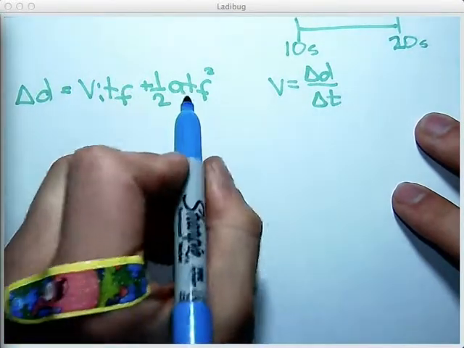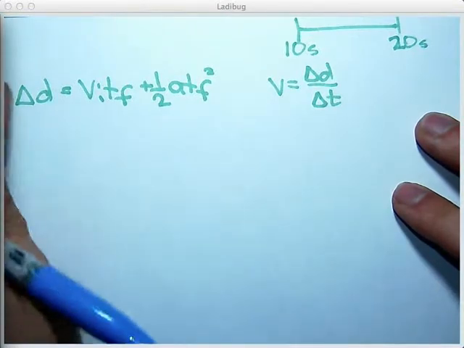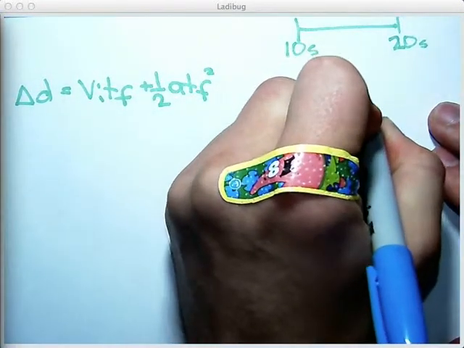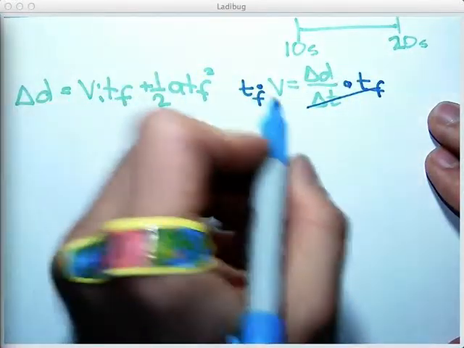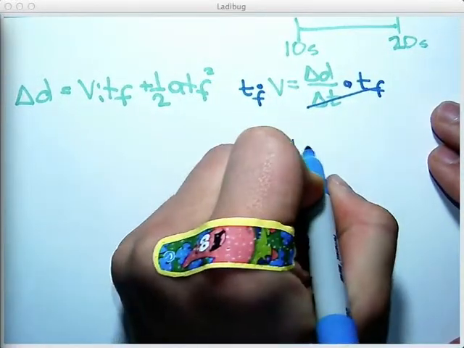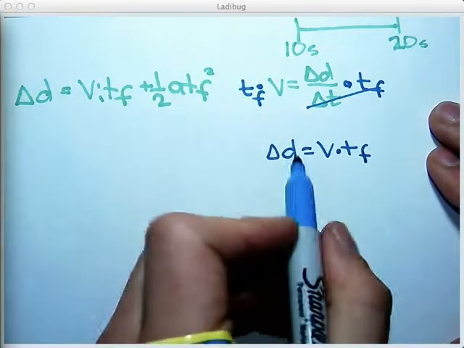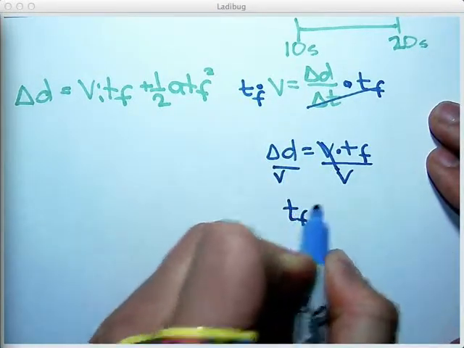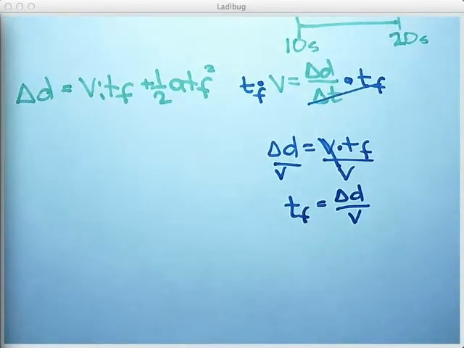Okay, so to solve this equation for tf would be a little bit of a nightmare, but this one's not so bad. So I'm going to take this equation and solve it for tf. Remember tf is the same thing as delta t most of the time. I just multiplied both sides by tf. I'm solving for tf, so now I want to divide by v. So I get that tf is equal to delta d over v. Good so far, right? Yes.